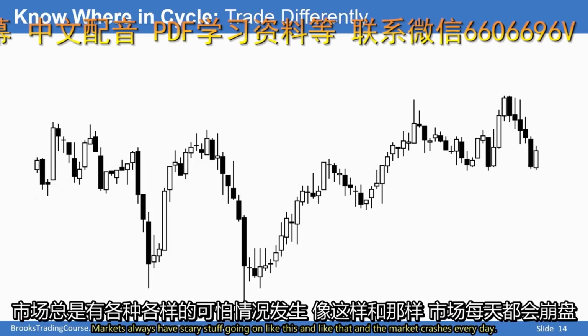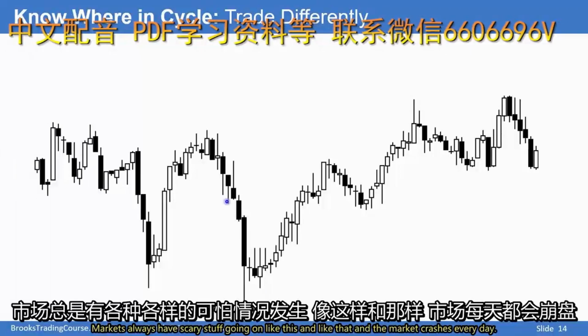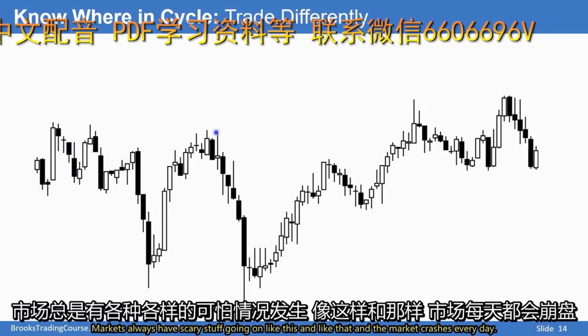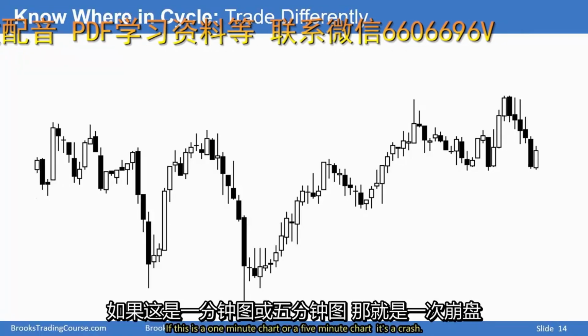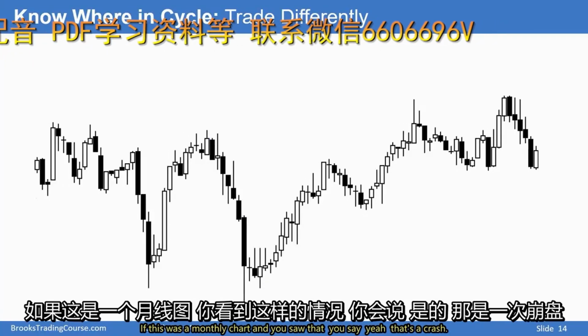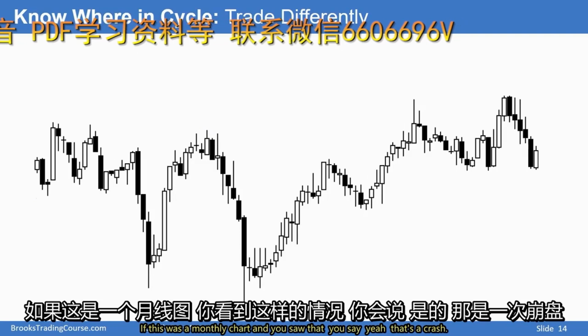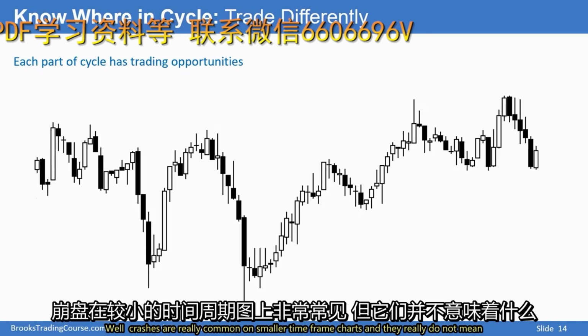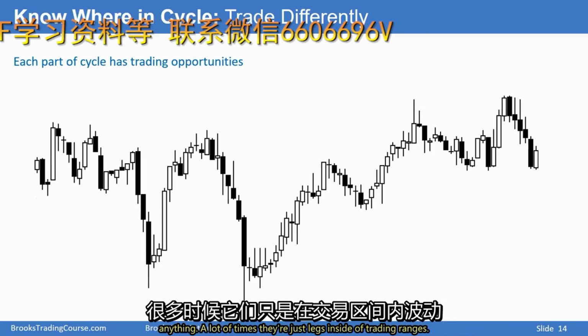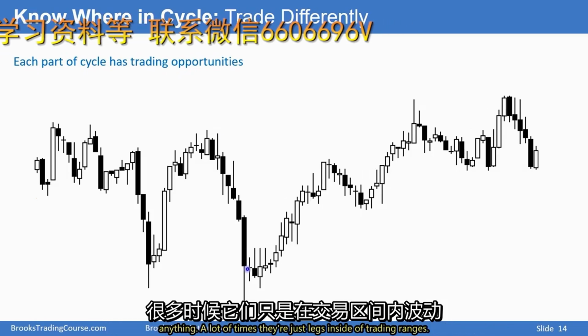Markets always have scary stuff going on, like this and like that. And the market crashes every day. If this is a 1 minute chart or a 5 minute chart, it's a crash. If this was a monthly chart and you saw that, you'd say, yeah, that's a crash. Well, crashes are really common on smaller time frame charts, and they really do not mean anything. And a lot of times they're just legs inside of trading ranges.